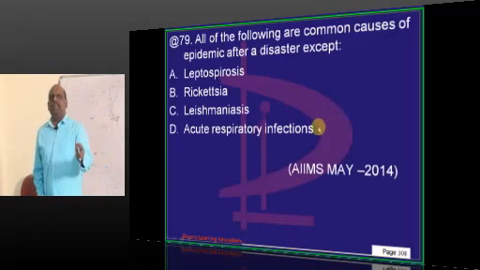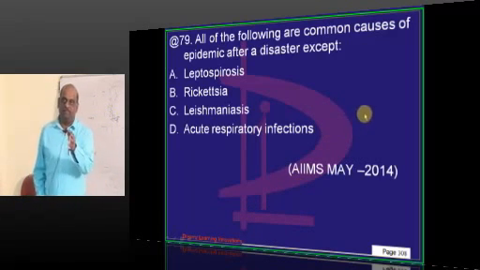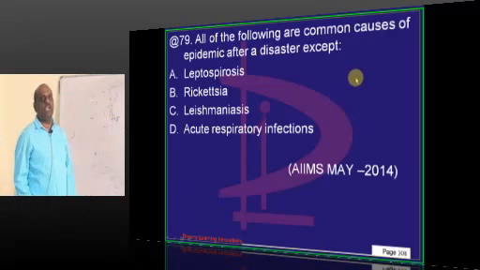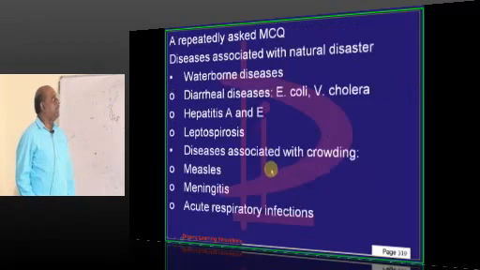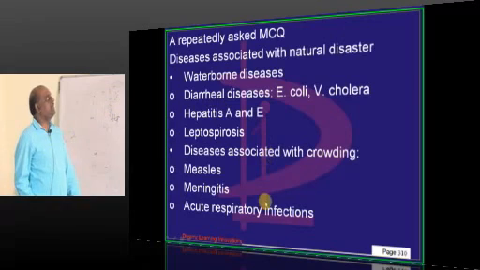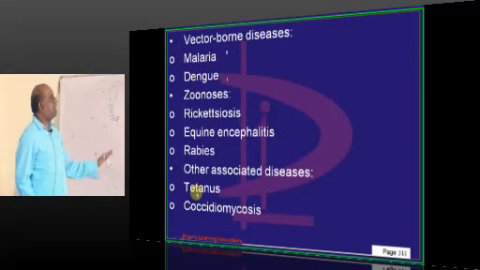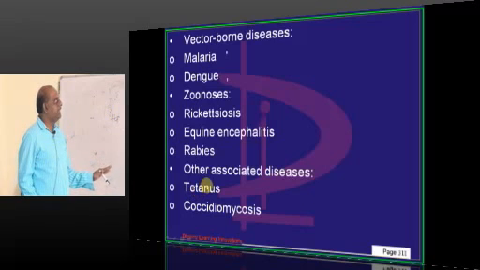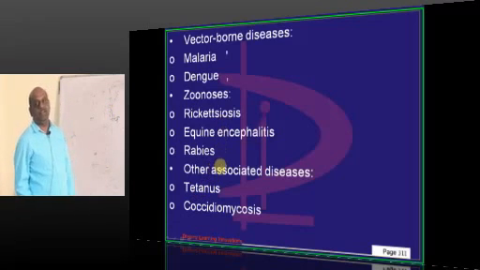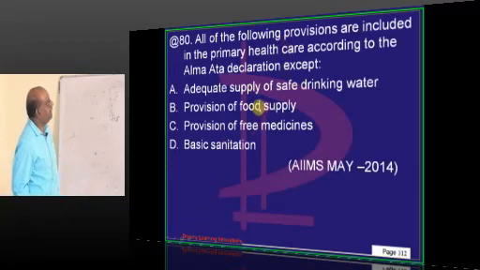This is such a repeatedly asked question, doctor. In 4-5 AIIMS exams the same question was repeated. Which waterborne diseases are prevalent in disaster time? Which vector-borne diseases are prevalent? Which zoonoses are prevalent? I leave the literature for you.